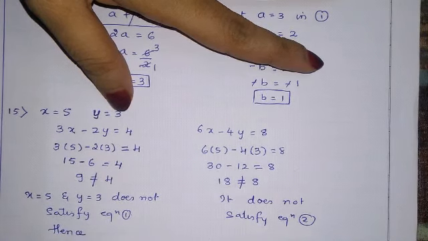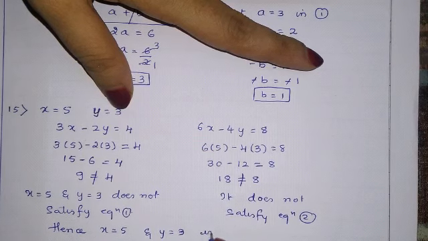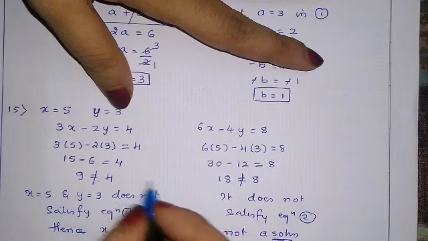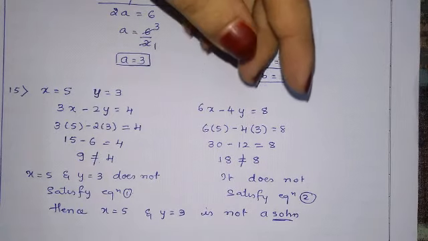Hence x is equal to 5 and y is equal to 3 is not a solution. They have told us to prove it, so we proved and shown that they are not a solution. Okay, let us see the next question.